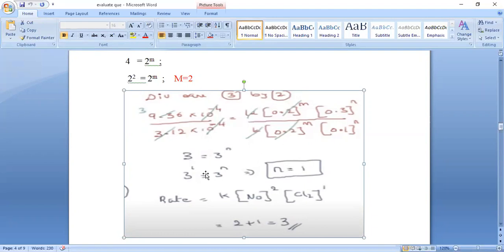So next we are going to enter the m and n values in the rate equation. Rate equal to k into [NO] power m value, [Cl2] power n value. So that is 2 and 1. So next we are going to find out the overall order of the reaction. That is 2 plus 1. We are getting 3 here.